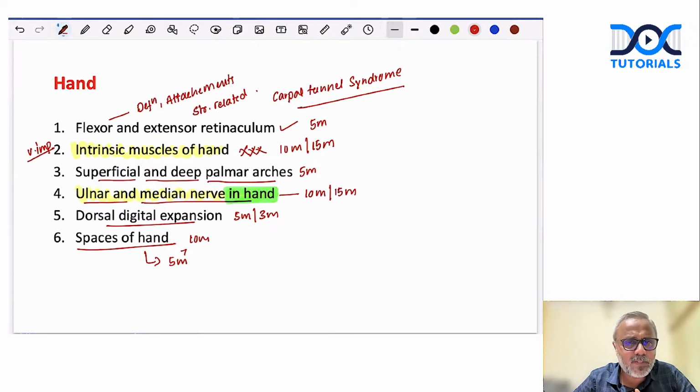Otherwise, usually when they ask about spaces of the hand, they specifically ask about the mid palmar space or, let's say, the thenar space. Done. This is regarding the chapter of the hand, right?